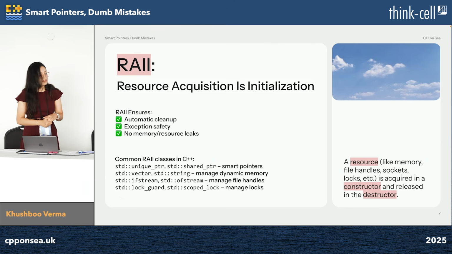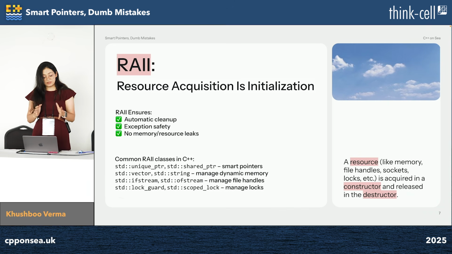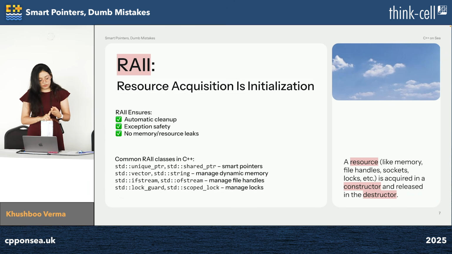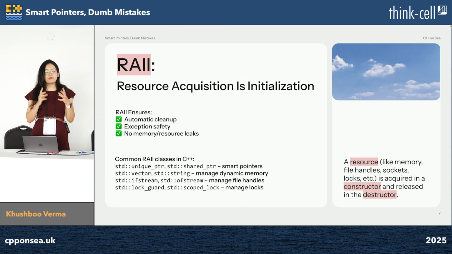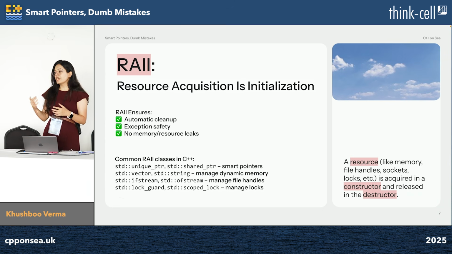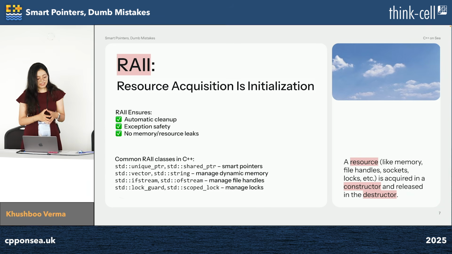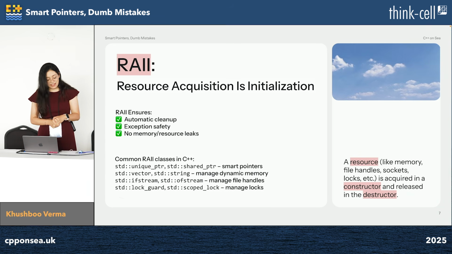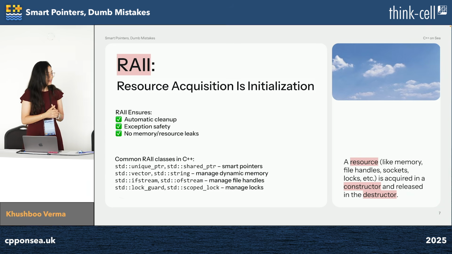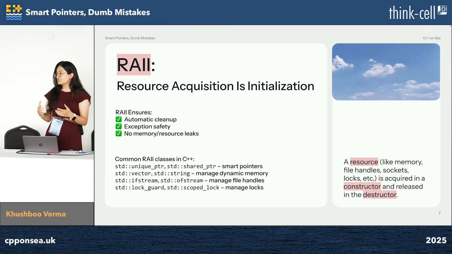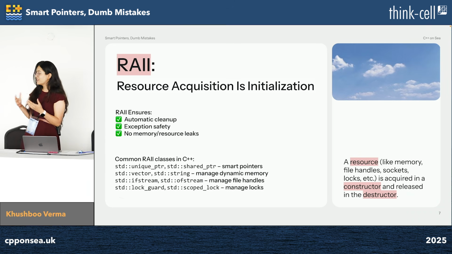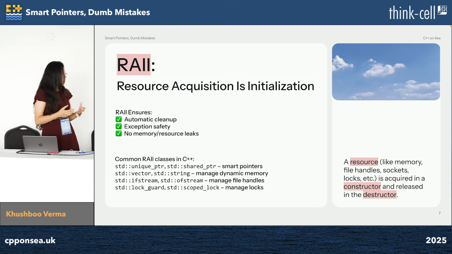Now, we all know about the RAII principle. It is resource acquisition is initialization, right? What it helps in ensuring is, first of all, that automatic cleanup happens. Whenever anything goes out of scope, there needs to be an automatic cleanup so that we do not make those mistakes. And there needs to be exception safety. Whenever an exception is occurring, we need to ensure that we exit the program in a safe manner. We just do not terminate the program in an unexpected manner, and no memory or resource leaks should happen.